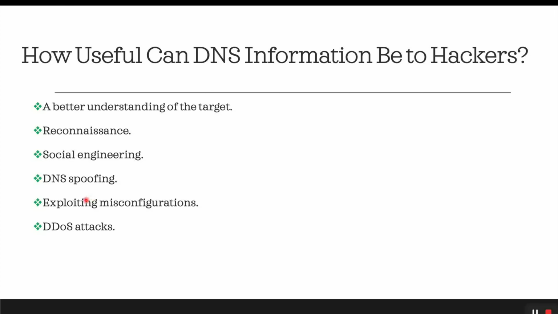Now, exploiting misconfiguration can expose vulnerabilities that hackers can exploit. For example, if a DNS server is improperly configured, it may allow zone transfers, which means the attacker can gather sensitive information about the domain, subdomains, and its infrastructure, such as IP addresses and so on.